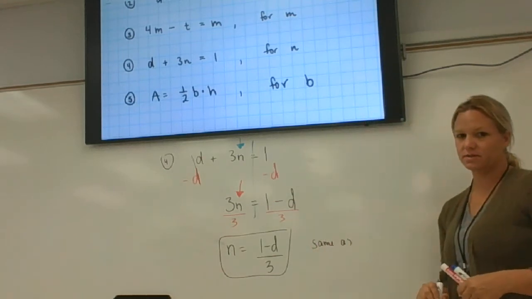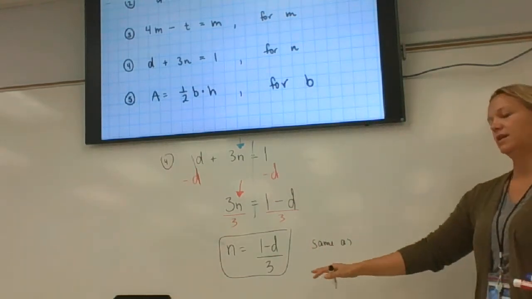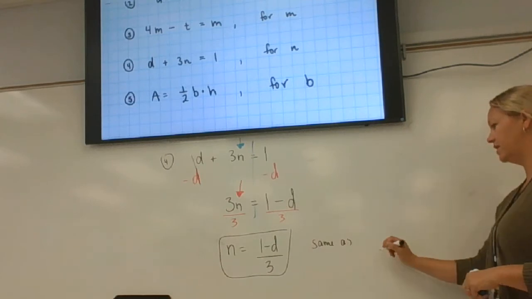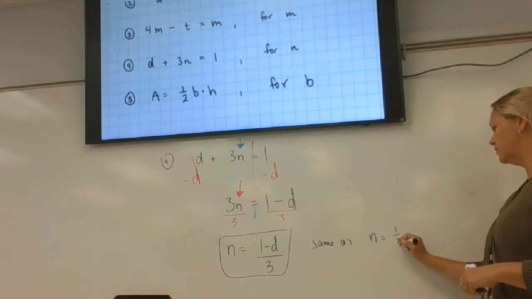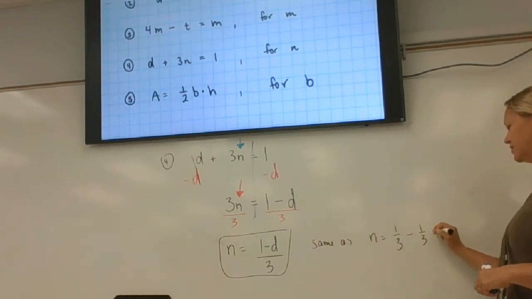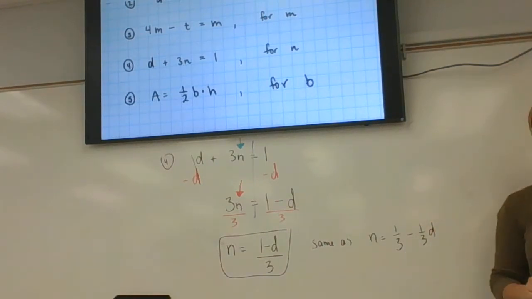I'm just going to take this moment to highlight that this is the same as 1/3 minus 1/3 D. Those are equivalent. Take that 3 and write it as 2 different denominators. Separate as 2 fractions. Those are equivalent.